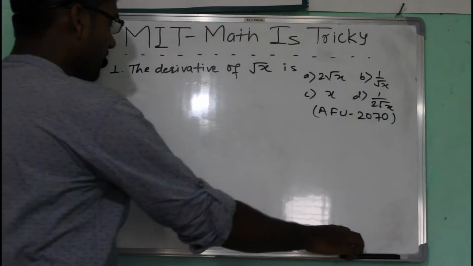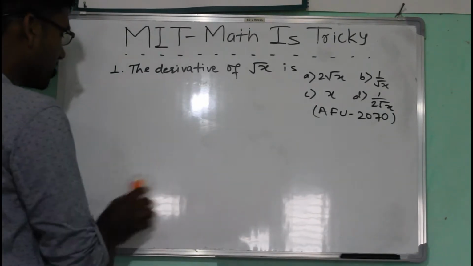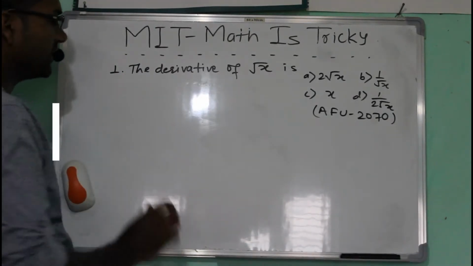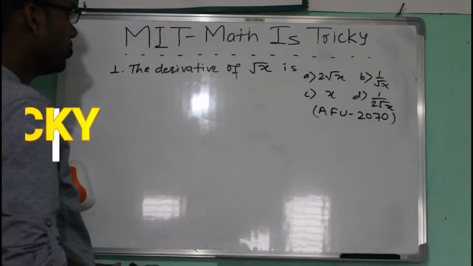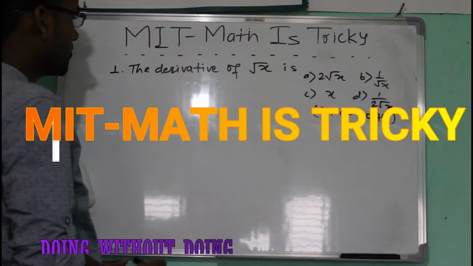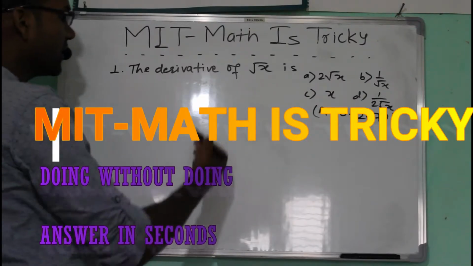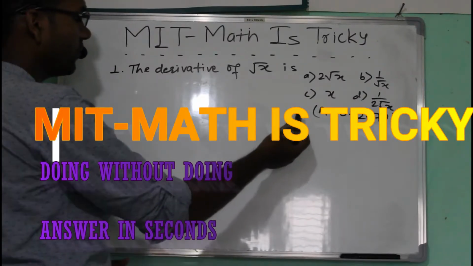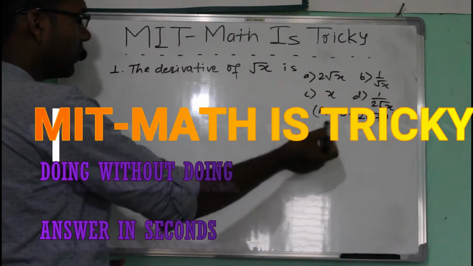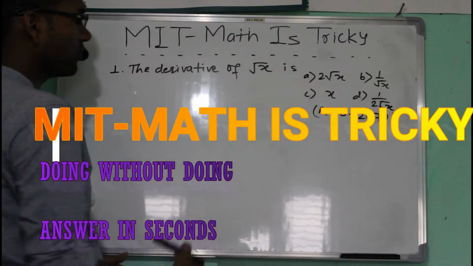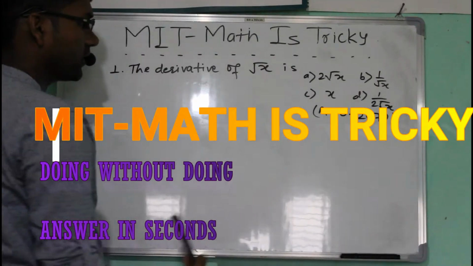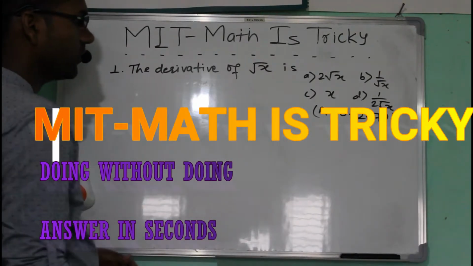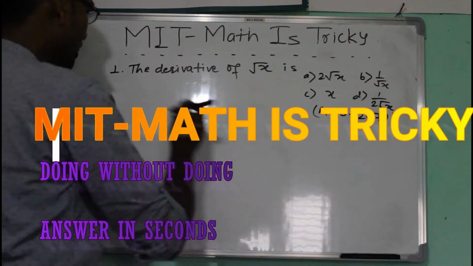In this video I'll be dealing with some problems about derivatives that are being asked in different entrance exams. So the first question is for you. You can see here the first question is the derivative of root x, and we have to find its answer, and we have four options. You can check here. The first one is 2 root x, second one is 1 by root x, third one is x, and the fourth one is 1 by 2 root x. So what is your answer? Simply, let's see the solution.